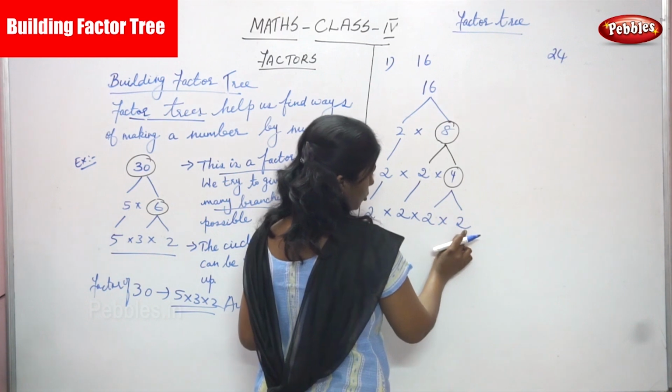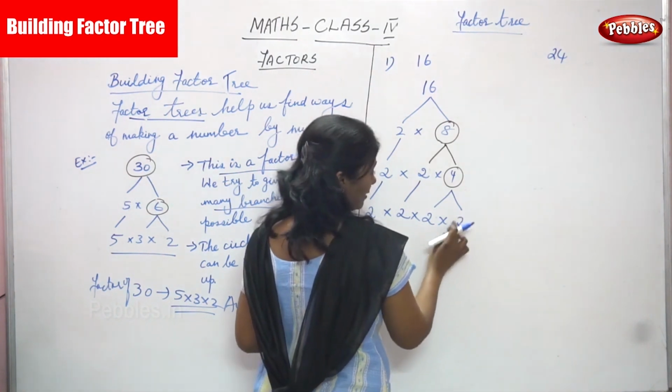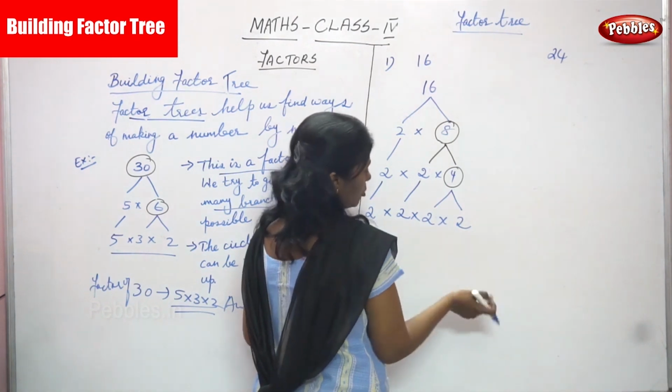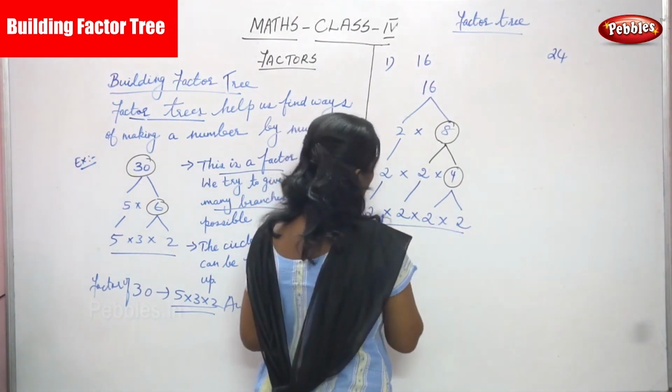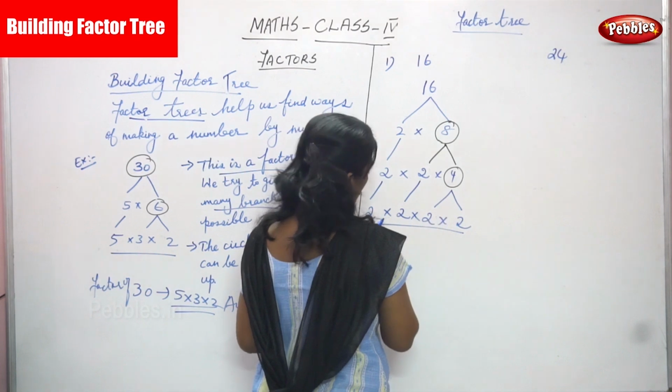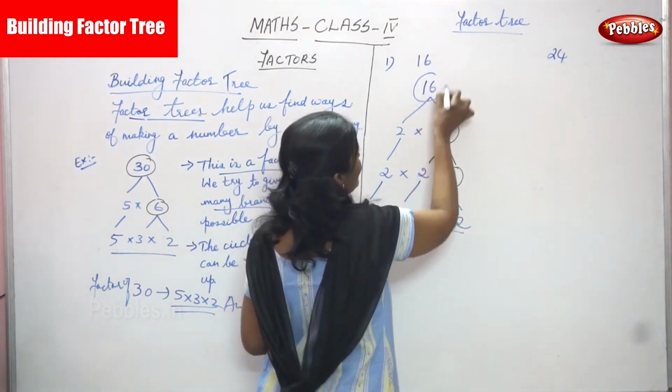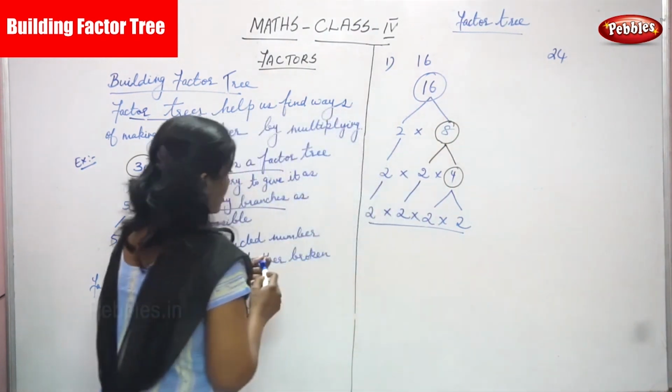So 2 into 2. If I want to circle the 2, you can get 2 into 1, the same number repeated. So not necessary to do that. You stop here. So 2 into 2 into 2 into 2. That means 2 into 2 is 4, 4 into 2 is 8, 8 into 2 is 16. That means 16 you can get.